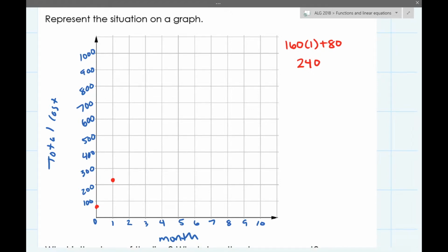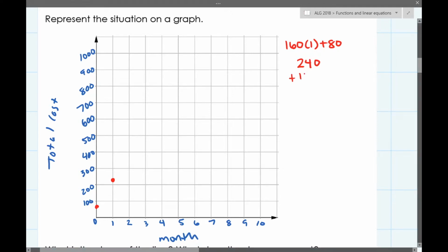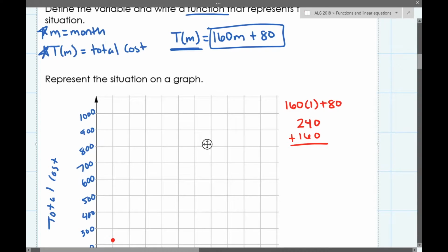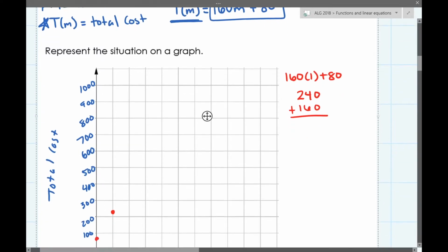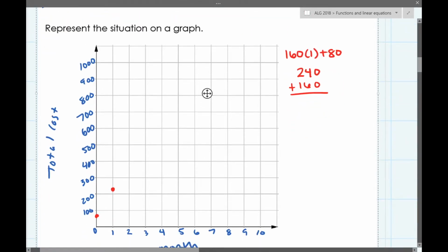So now we have 240, and what are we going to do with that 240? Well, all I'm going to do is add 160 to that. Why am I going to add 160 to that? Because look, every time my month changes, it's just going to add an additional 160. Okay, so if I add these two together, that gives me an answer of 400. So at 2 months, I'm at 400.